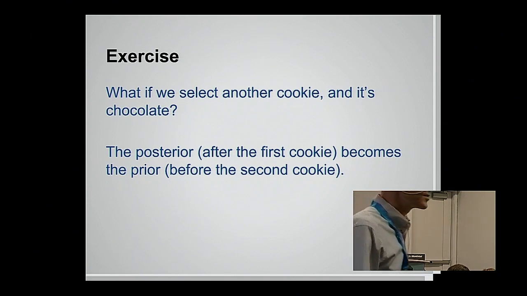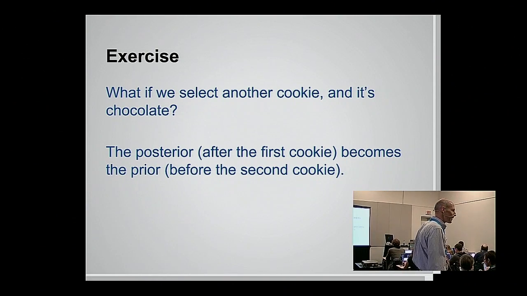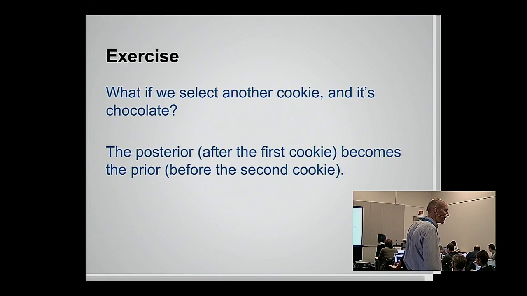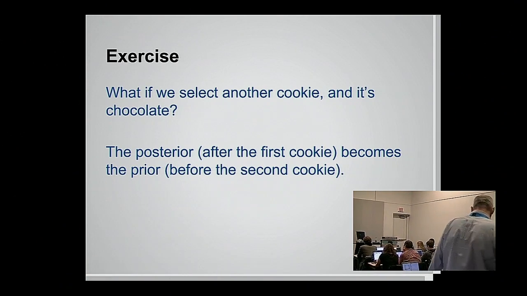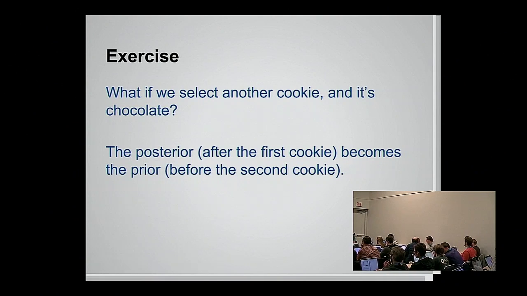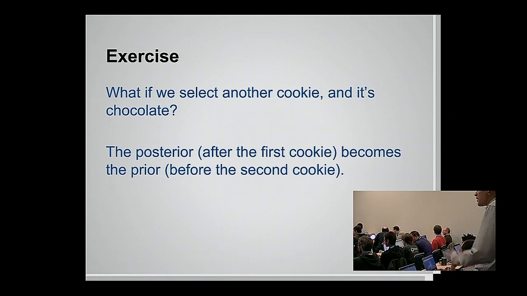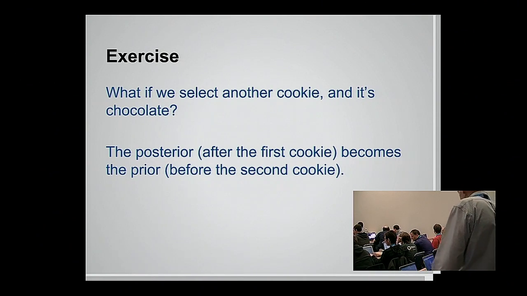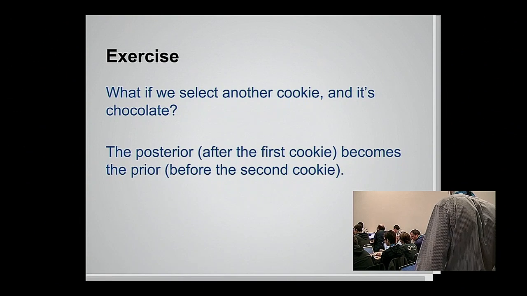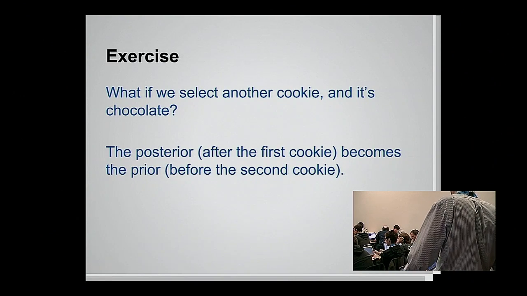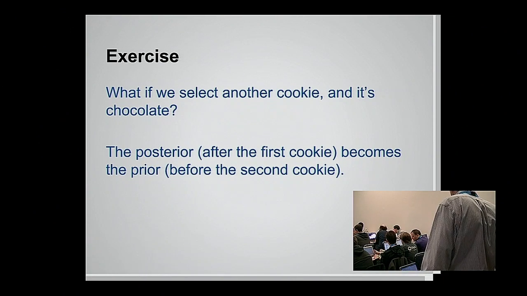Any questions? Do you feel like you know what to do? No? Okay. Yeah, so we're trying to update it with whatever the PMF is, and so what's the update we're trying to make? So now you've seen a chocolate cookie. So you want to compute the likelihood of the data if it's bowl 1, and the likelihood of the data if it's bowl 2.